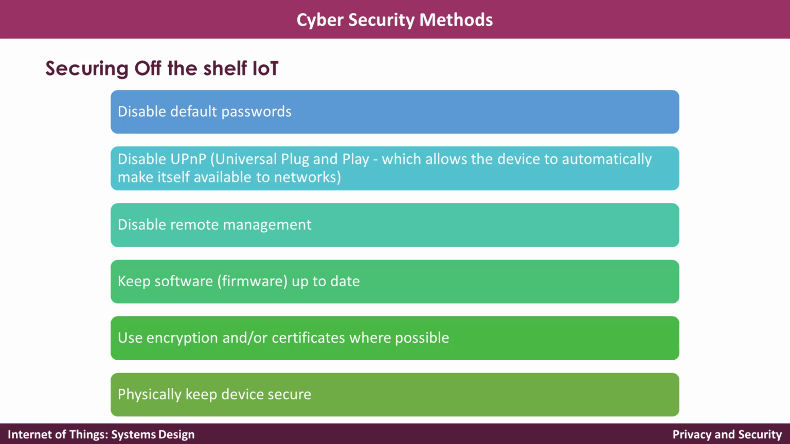And also, of course, keep the device physically secure. If you are deploying a camera as a security camera or a doorbell, think about putting it in a place that is not easy for malicious parties to access. You can put it in higher places people cannot reach without a ladder. Those are the kinds of things you can think about doing when you're buying IoT devices off the shelf.